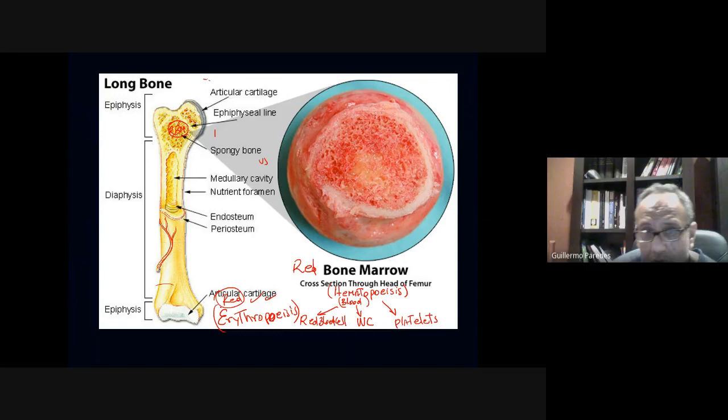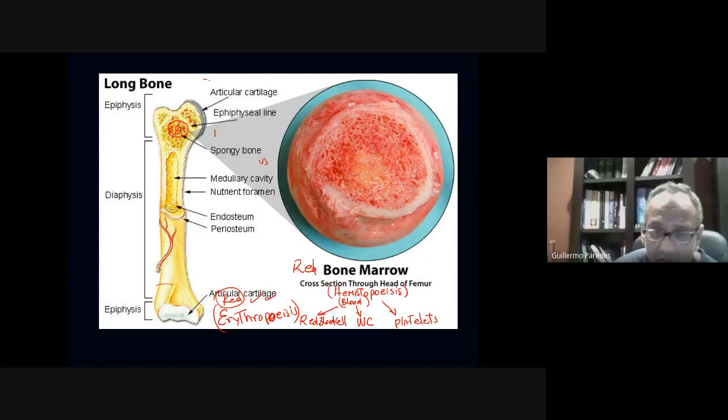We produce about 2 million new red blood cells every second. Can you imagine that? Every second. That is like the population of San Francisco and Oakland in 1 second. That is the amount of red blood cells we produce. The white cells are produced at a slightly lower rate, 1 million per second, and the platelets are also produced at about 1 million per second.